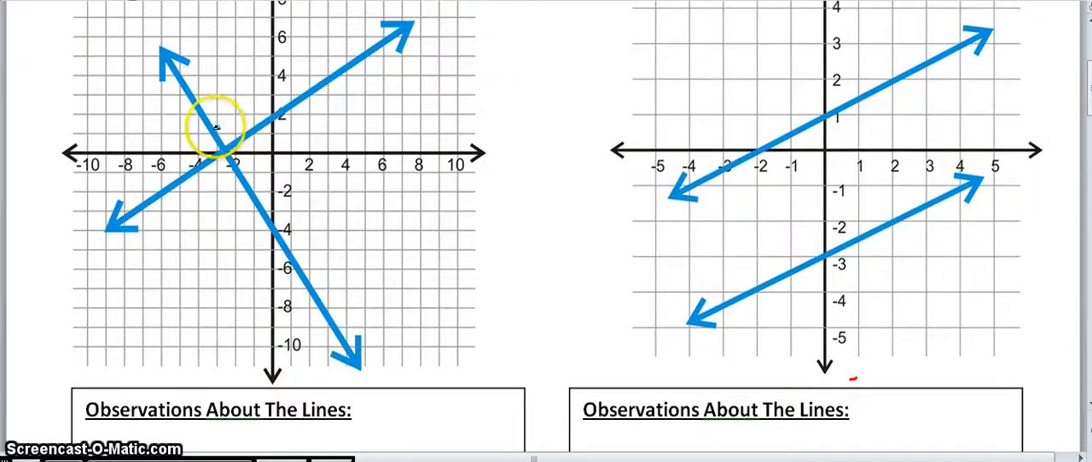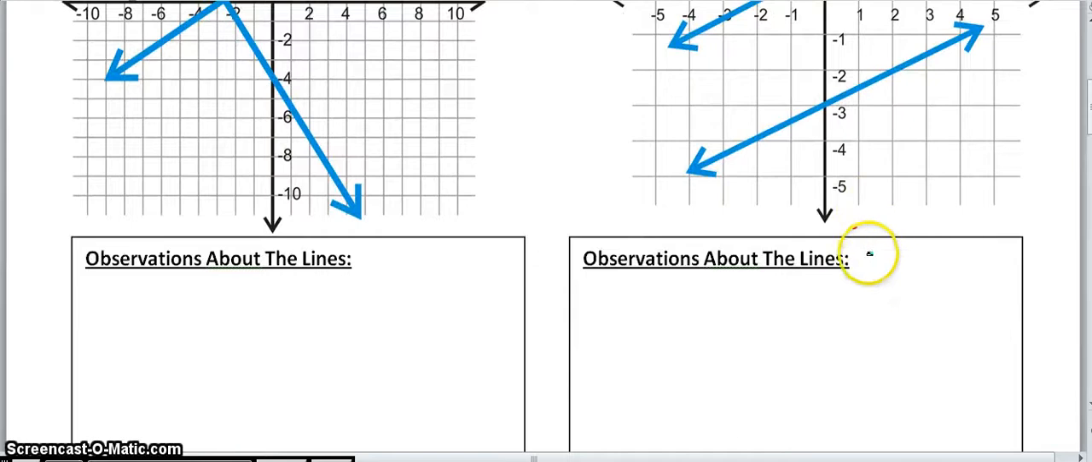So if you look at these two lines, what do you notice about the relationship between them versus these two lines? So first thing I see is that these lines cross at a point and these lines don't cross at any points. So the first thing you might notice is, well, these never cross. And what do we call lines that never cross? We call those parallel lines. Okay, so very first thing you should notice is that these lines are parallel.